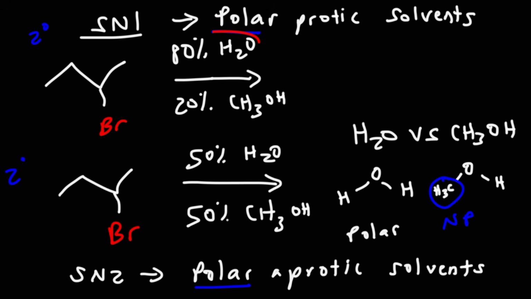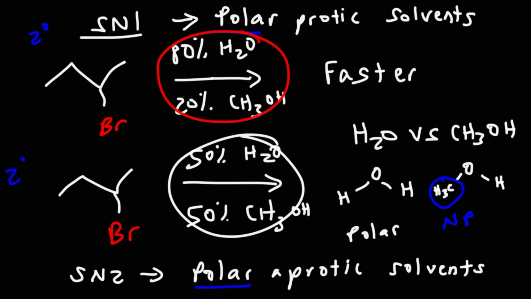So because this mixture has a higher concentration of water, and water is more polar than methanol, this is going to react faster in an SN1 reaction. It's because the solvent mixture is more polar. This one is going to be slower in an SN1 reaction. Now let's talk about the stereochemistry of the SN1 and SN2 reaction.